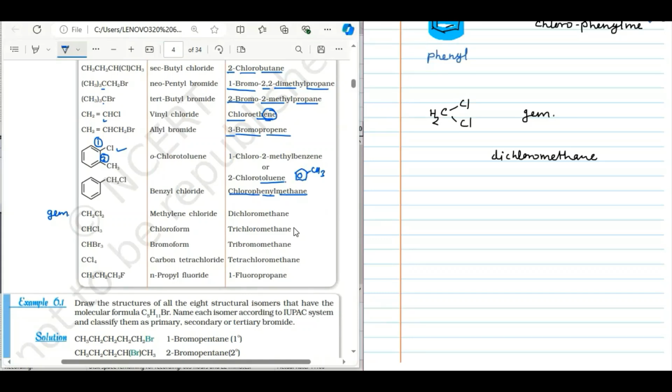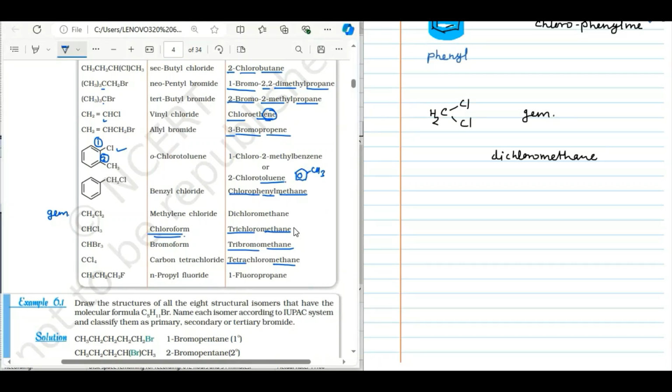Now come to the next example. Here CHCl3. There are three chlorines bonded to the same carbon. The common name of this molecule is chloroform, and the IUPAC name will be trichloromethane. Similarly, the name of this molecule will be tribromomethane, and this is also called bromoform. Now CCl4. Four chlorines are bonded to the same carbon. As there are four, you can write tetrachloromethane.